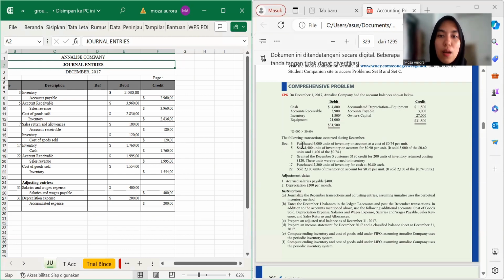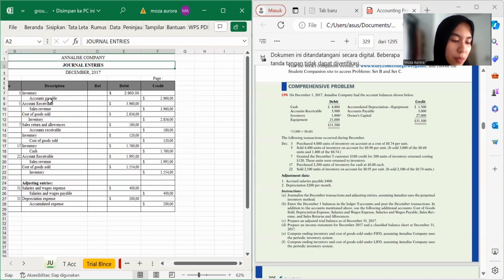On December 3rd, Analyzed Company purchased 4,000 units of inventory on account at a cost of $0.74 per unit. And let's see the journal entries for this transaction. Before we get into the journal entries, I need to make sure that we know this transaction will use the perpetual inventory method. So let's get into the journal entries of 3rd December in Analyzed Company.